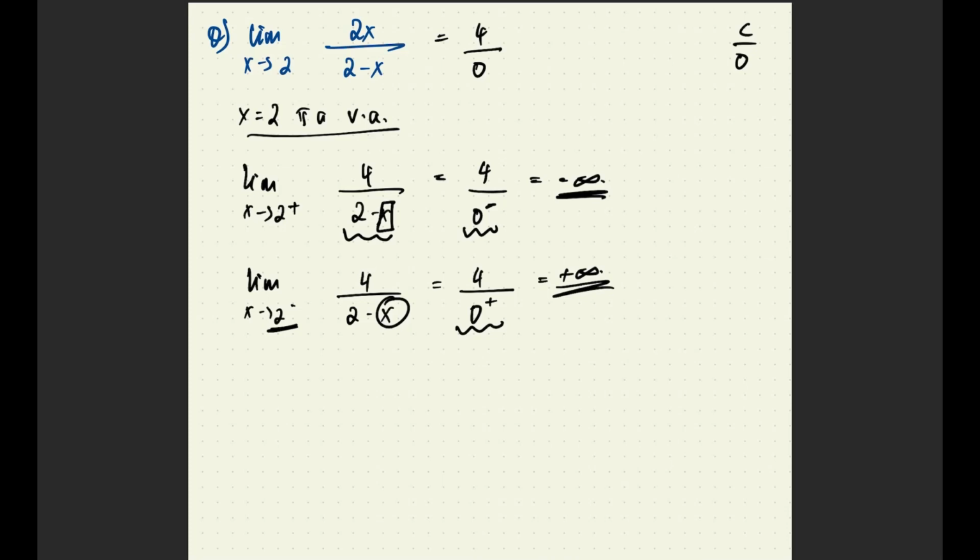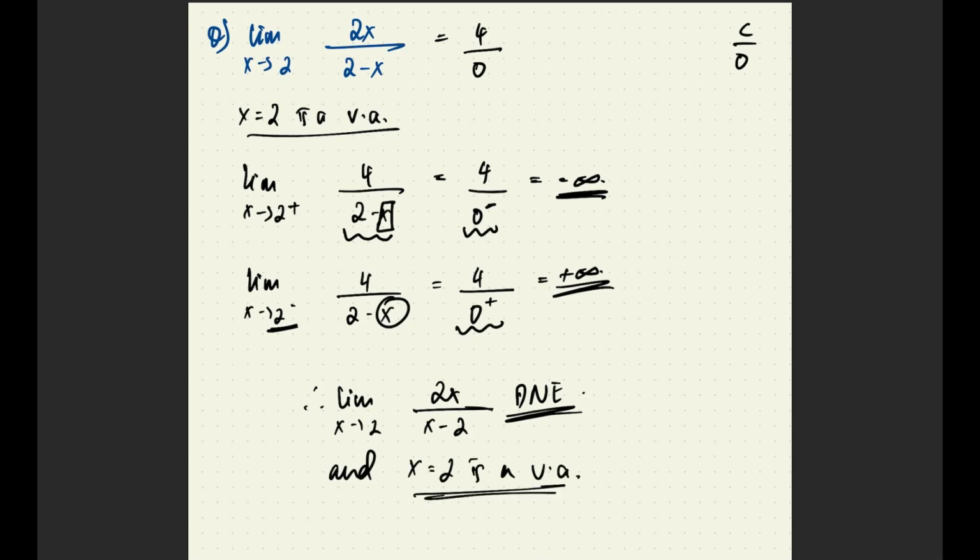Since the one-sided limits are not equal to each other, we can say that the overall limit as x approaches 2 of 2x divided by x minus 2 does not exist. And x equals to 2 is a vertical asymptote. Another way to think about this is that in the first video we say that whenever one of your limit equals to infinity or positive infinity, then it's safe to say that the value which x is approaching is a vertical asymptote. So because we know that our one-sided limit here is minus infinity, just from that, we could draw the conclusion as well that x equals to 2 is a vertical asymptote.